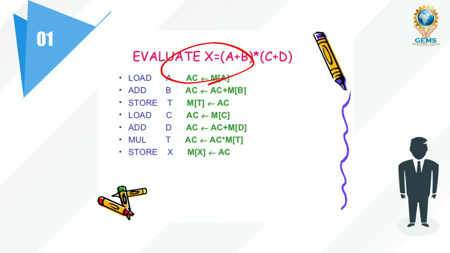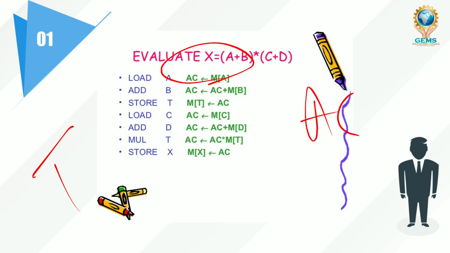So they evaluate X equal to A plus B star C star B. Load A, add B. First load A, add B. Store. Where does it have to go? Store T. First load the, what is telling us, load AC?